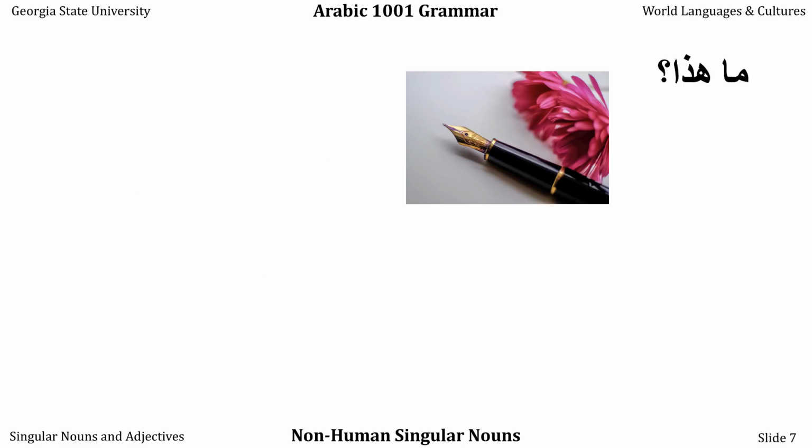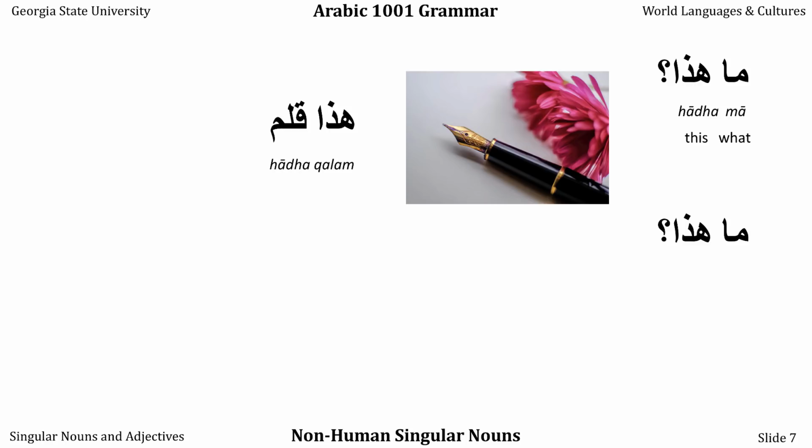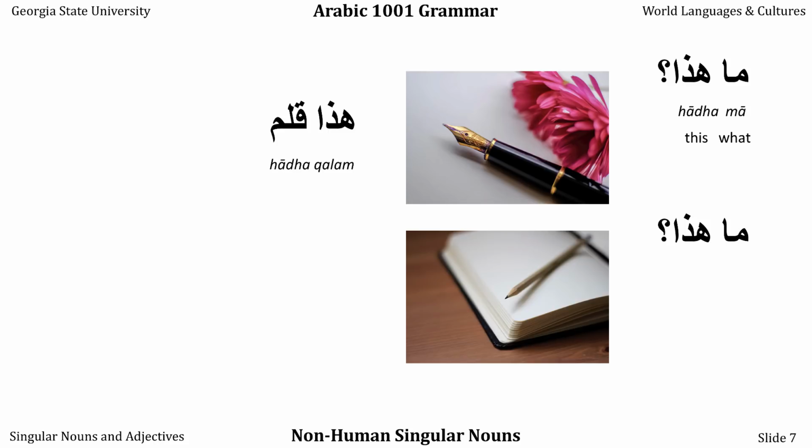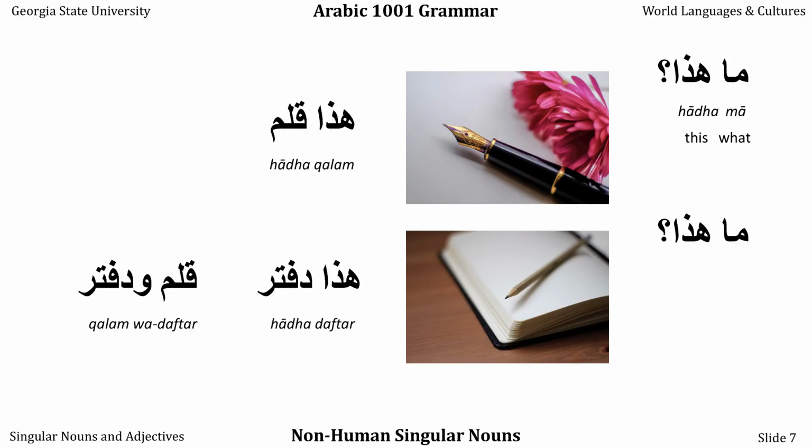Let's look at a couple of new words. Ma hadha. Again, means what this. We really mean what is this. Hadha qalam. A qalam is a pen or a pencil or a marker, something that you write with. Originally it means a reed plucked from a marsh and dipped in ink. Ma hadha? Hadha daftar. And a daftar is a notebook, something you write in. So let's learn the word for and while we're at it. Qalam wa daftar. Qalam wa daftar means a pen and a notebook.